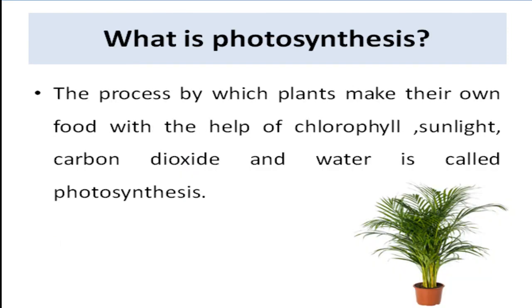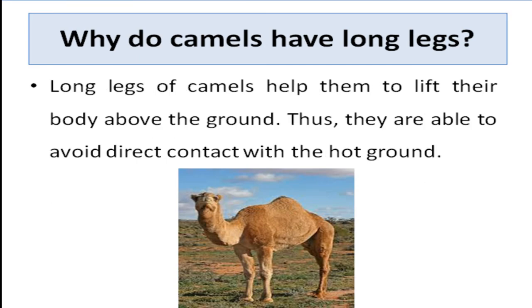Our next question is, what is photosynthesis? The process by which plants can make their own food with the help of chlorophyll, sunlight, carbon dioxide and water is called photosynthesis. Our next question is, why do camels have long legs?